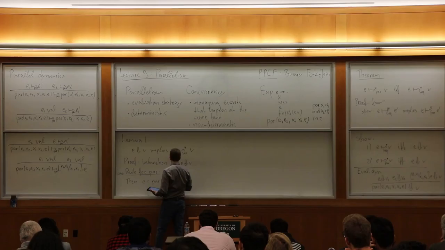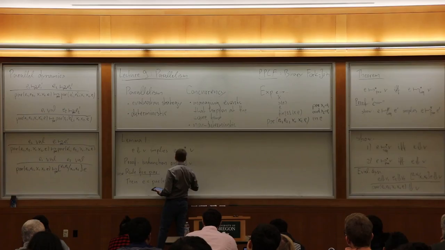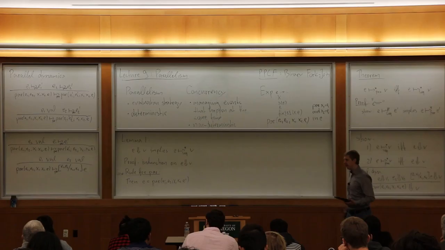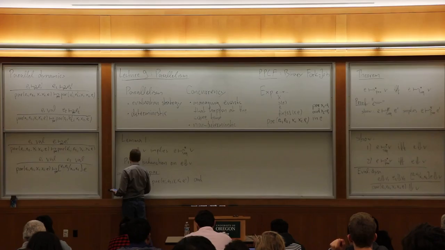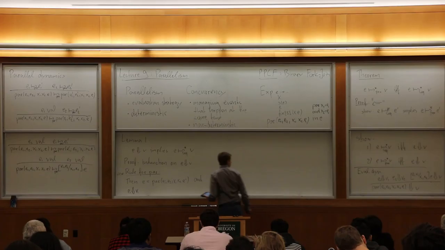Then we know a lot of things already. So we know that E, yeah, name clash. So let's call this E prime here. Well, not yet. E1, E2. Then, just by looking at the rule, we know the E must have had this form.